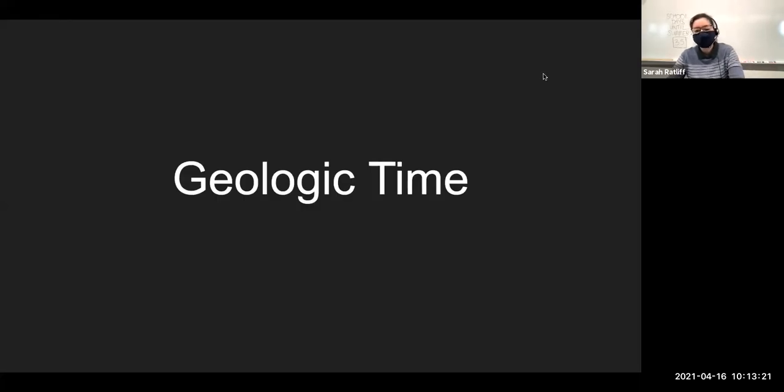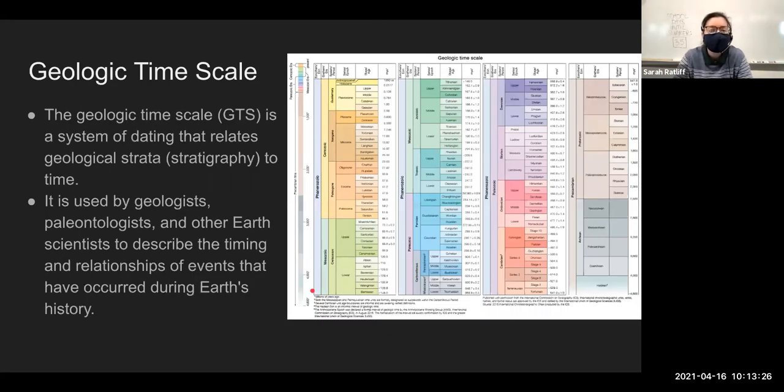All right, geologic time. So the Earth is billions of years old, and we need a way to tell that story of time. What scientists have come up with is called the geologic time scale, or the GTS for short. It's the system of dating that relates geological strata, those layers of rock, to time itself.